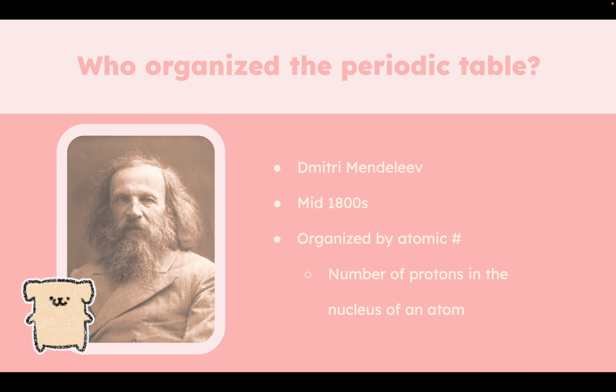The person who created the periodic table we all know today is a man named Dmitry Mendeleev. He was born in the mid-1800s and organized the periodic table by atomic number, which is the number of protons in a nucleus of an atom.